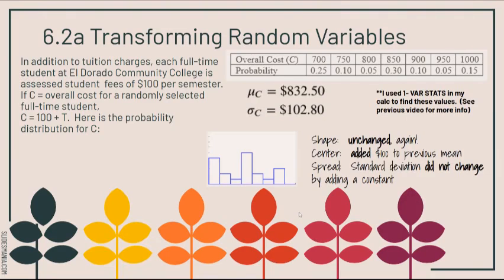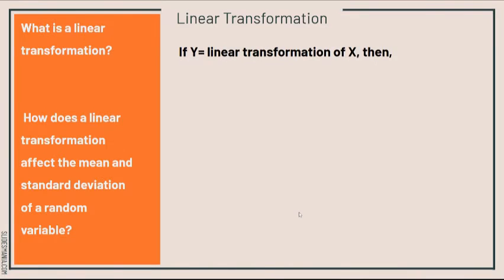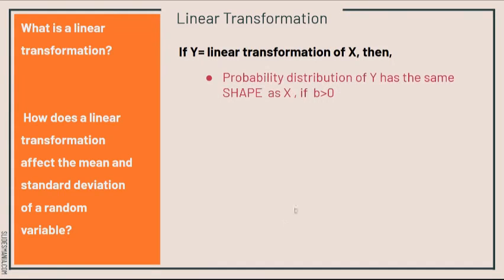Okay, let's go to our last problem. Linear transformations. Let's go ahead and figure out what all changes. So if y is a linear transformation of x, then the shape is going to stay the same as long as b is greater than 0. So the probability distribution of y has the same shape as x if b is greater than 0. The center is going to be changed by multiplying and by adding. So b and a are constants. So multiplying and adding change the center.